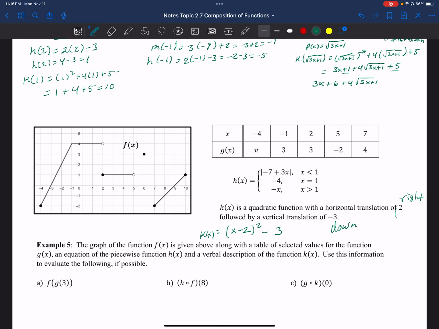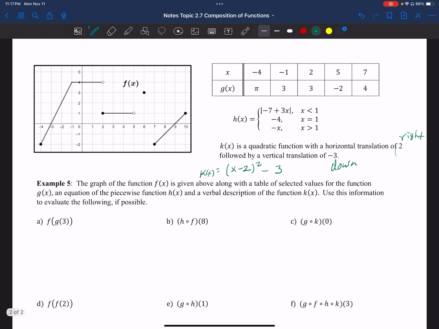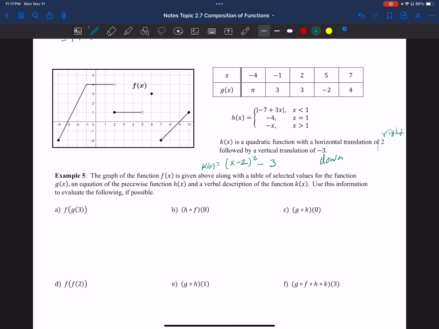Okay, so example number 5, it says the graph of the function f of x is given above with tables of selected values for the function g of x, an equation of a piecewise function h of x, and a verbal description of k of x. Use this information to evaluate the following if possible. So again, keep in mind, not all of these will have an answer. If you're not able to evaluate based on the table or the graph, then you can just say not defined.